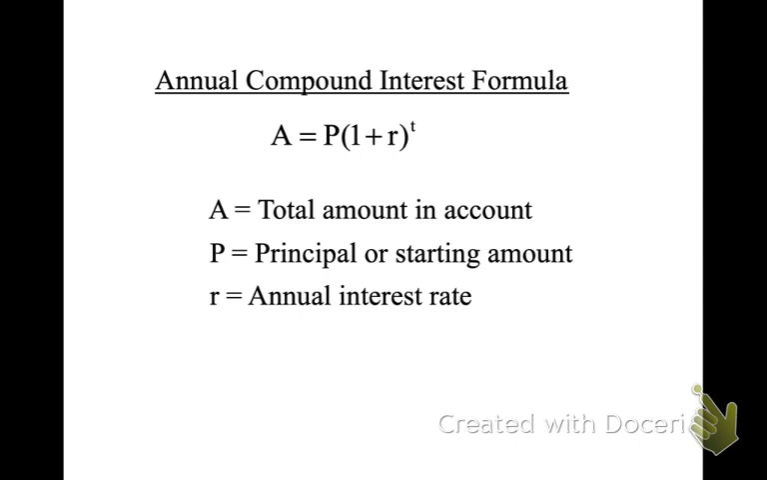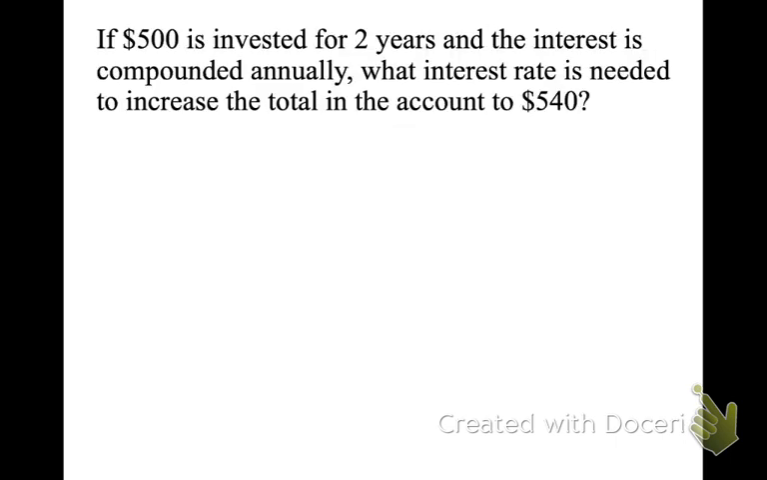R stands for your interest rate. It usually comes in the form of a decimal because it's a percentage. And T stands for time. And when we say time, it's in number of years. It's annualized. All right, so if we have $500 invested for 2 years and the interest is compounded annually, what interest rate is needed to increase the total account to 540?